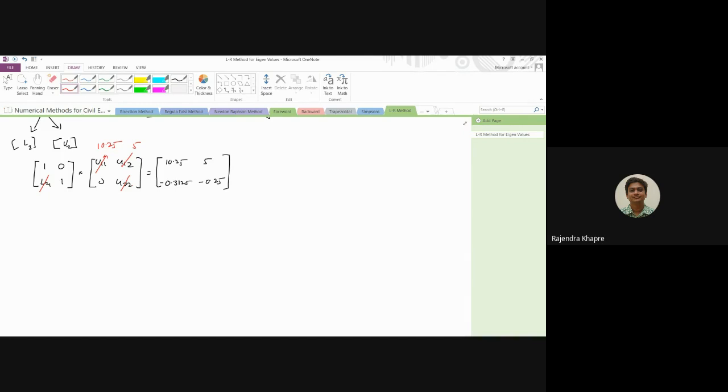Yes, anybody L21? Minus 0.0304. Anybody is getting this answer? Okay, good. Just get me the value of U22 now. Let me note down. Yes. How much? Minus 0.098.